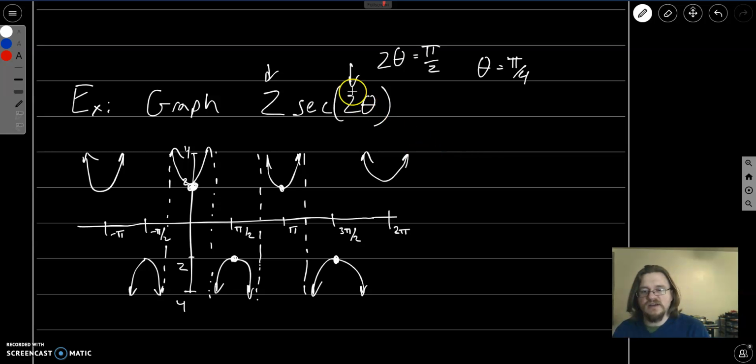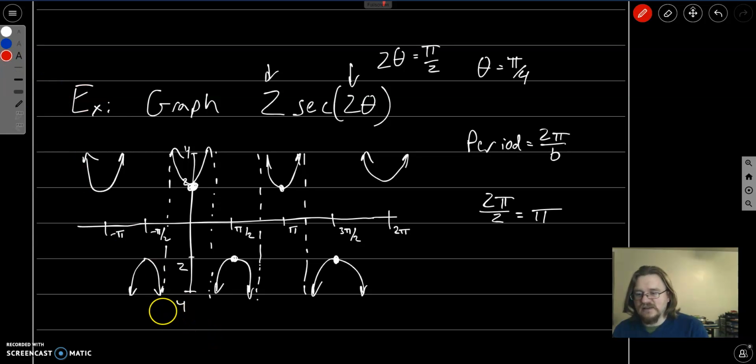The period of our function is going to be equal to 2 pi divided by b, where b is this number that we've plugged in here. And since this is 2, the period is 2 pi over 2, which is pi. And we can see that this is exactly the case. How far is it from one period? One upward bowl and one downward bowl? That's pi long, and they match. So everything seems to be working fine.